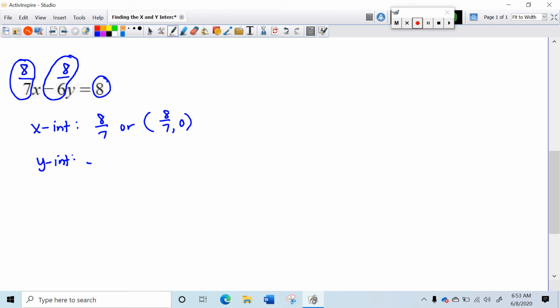The y-intercept is stuck to y. And that's negative. And these are both even, so cut them in half. Half of 8 is 4. Half of 6 is 3. So negative 4/3, or y-intercept has x being 0 as a point. So 0, negative 4/3. Both are the same answer.